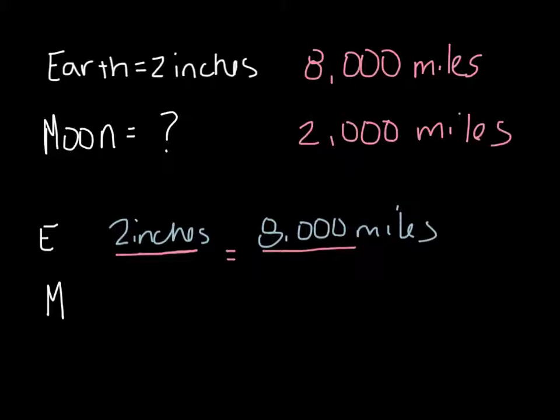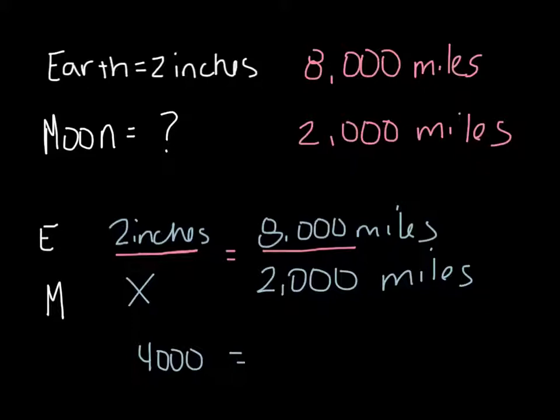And then we'll just use the common expression. We're trying to find x, right? We're trying to find how many inches the Moon would be at a 2-inch Earth scale. And the actual diameter of the Moon is 2,000 miles. In simple terms, you cross multiply and then divide. So the first thing I'm going to do is cross multiply 2,000 times 2. And when we do that, what do I get? 4,000.